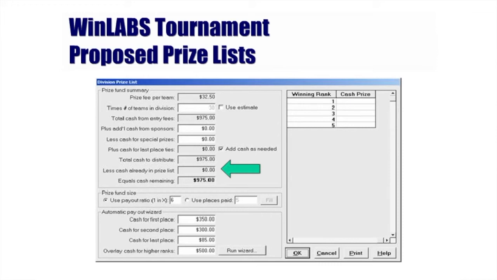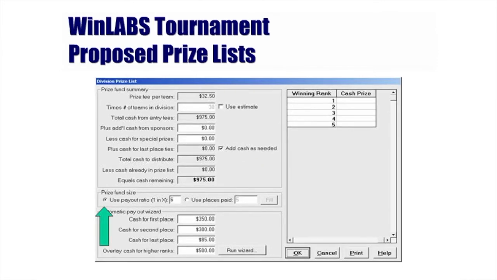The last field shows the cash remaining. Normally all the money is assigned to the prize list when you run the wizard. If you are modifying the list of values already created, this field will let you know if you have gone over the amount of money available or if you've not utilized all of it. It is really handy if you decide to manually key the money into the list. The next area is the most important at this stage of your tournament.